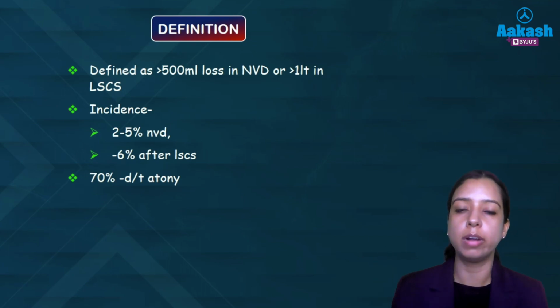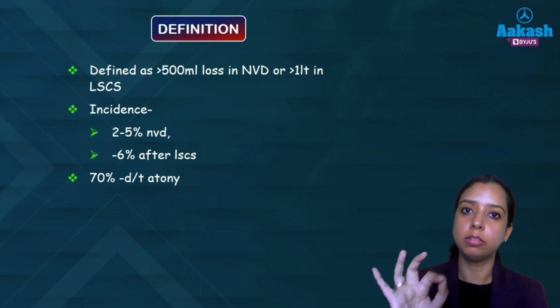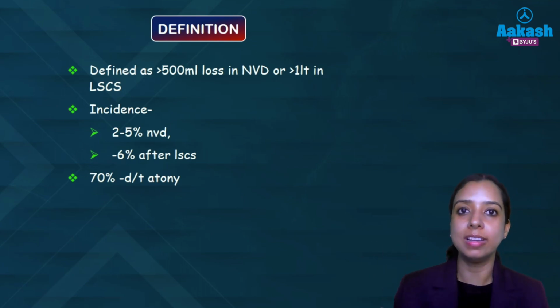Now, I'm not going to revise the causes of PPH. I know you all must be knowing the 4 T's. What are those? Tone, tissue, trauma, thrombin. You all know the most common cause is tone. So anything which causes atonicity can cause PPH.